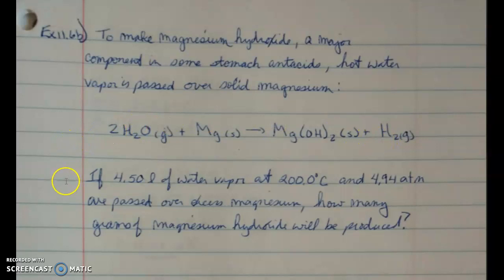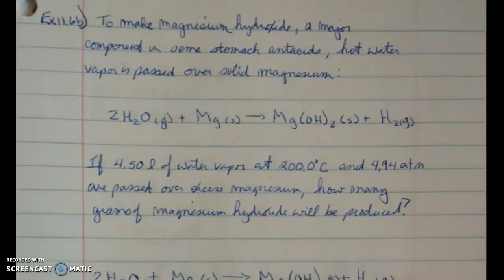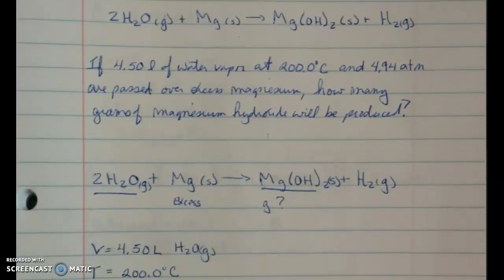And they ask, if 4.50 liters of water vapor at 200.0 degrees Celsius and 4.94 atmospheres are passed over excess magnesium, how many grams of magnesium hydroxide will produce? It's a loaded question. You've got a lot of numbers and a lot of things going on here. So let's just take a look at this a little bit closer.